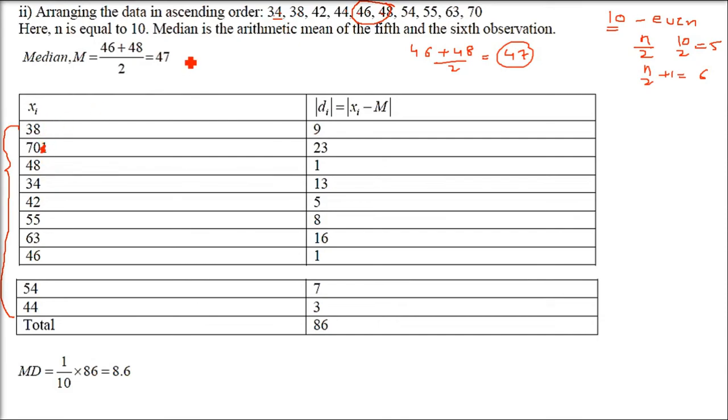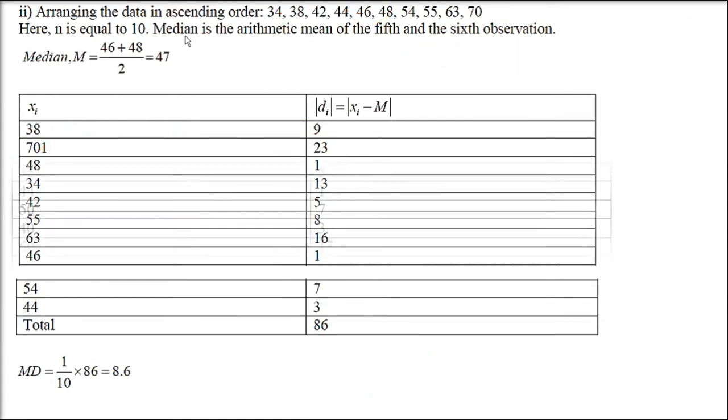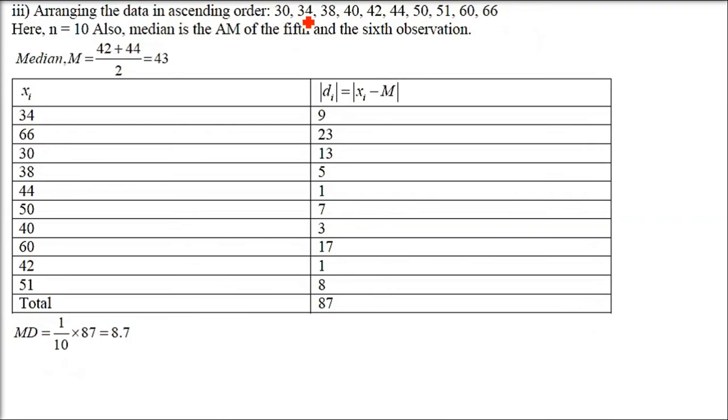Now this order is given in your question. So now subtract 47 from all these values. That is 38 minus 47, and you have to do it for all the values which are given. So when you subtract, 38 minus 47, you will get minus 9. But as I said, you have to take the modulus. So 9 will come. When you add them all, it will be 86. 86 divided by 10, because the number of elements is 10, 8.6 will come.